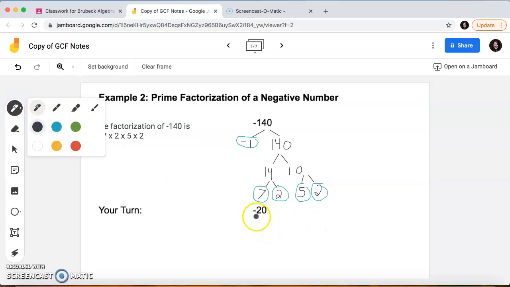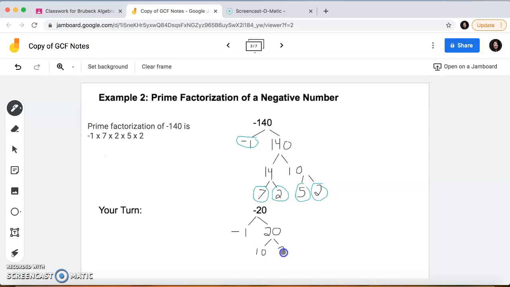For the next one, -20, we need to factor out a -1. So we're going to take out a -1. So -1 times 20, a negative times a positive equals a negative. If we break down the 20, I'm going to break it down to 10 and 2. And then I can break down the 10 into a 5 and a 2. So again, you want to then circle all of the prime numbers at the end of your factor tree. -1, 5, 2, and 2.